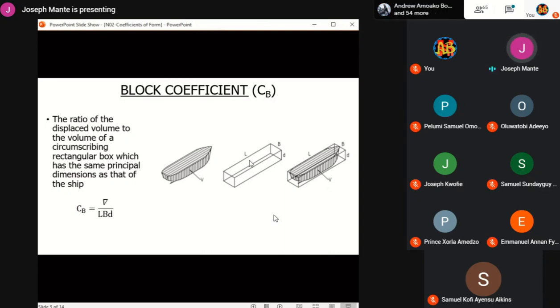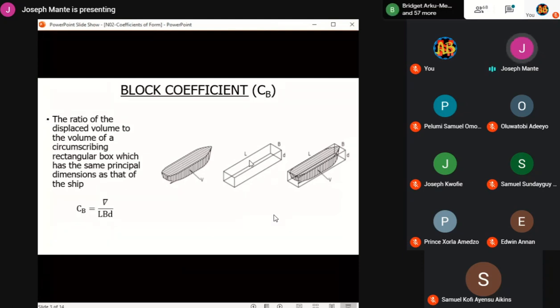So the CB is equal to the volume displacement over length times breadth times depth. When you have this, then you'll be able to calculate the bulkiness, the fit, the slenderness, and the fatness of the ship. So this is the block coefficient, and it is denoted by CB. I hope you are clear with that. So if you are asked to calculate the ratio CB, you have to know that it is the volume of displacement over length times breadth times depth.